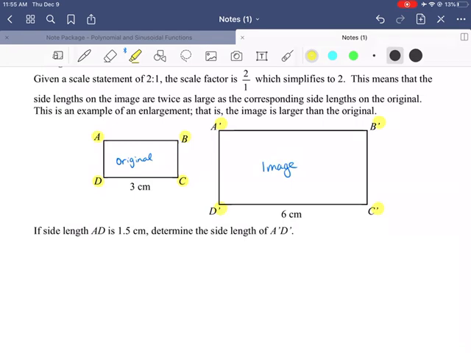So if the side length of AD, so we've got to figure out AD. Well, that has no apostrophes, so that must mean that it's this AD. Determine the side length of A prime D prime. And A prime D prime is this one here. So we take our measurement, 1.5 centimeters, and multiply it by our scale factor. The scale factor is 2 over 1.